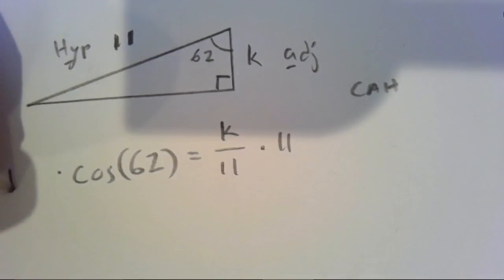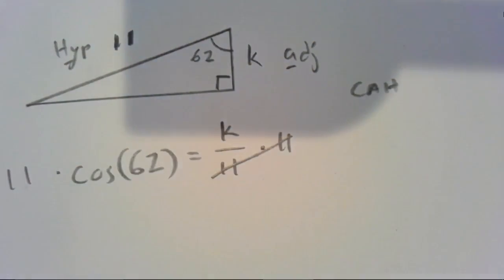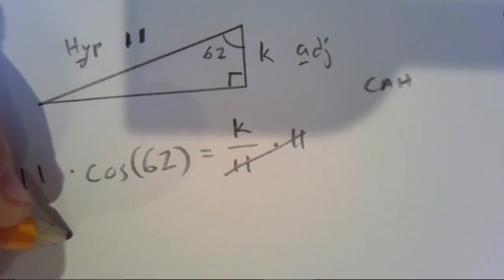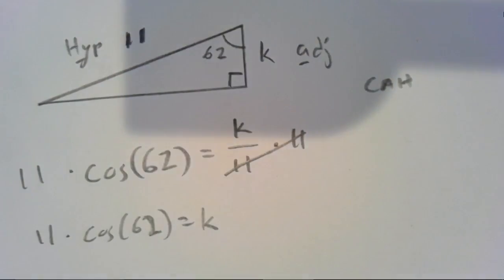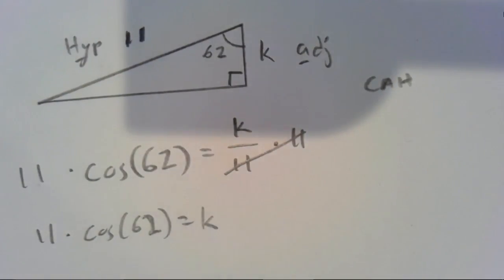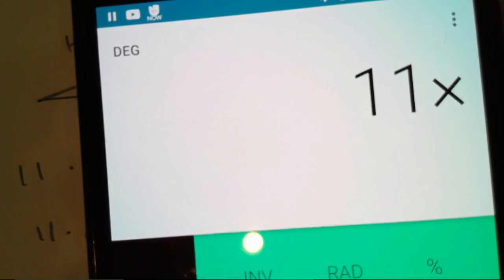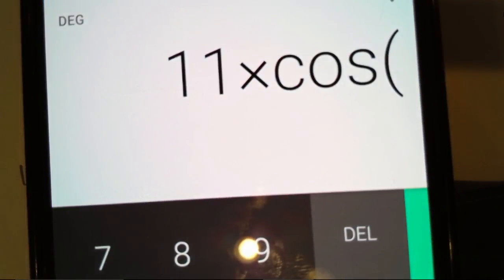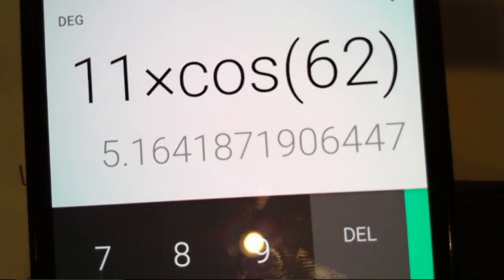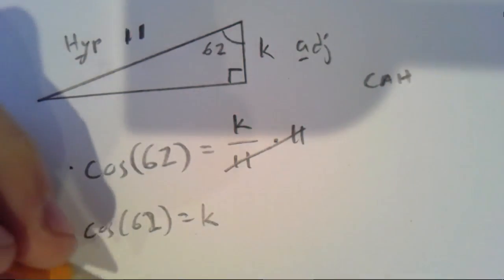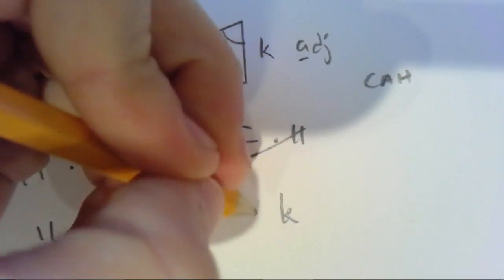This is a nice and easy one. Multiply both sides by 11. Those cancel out, so I'm left with 11 times cos of 62 equals K. Plug that into my calculator and I'll get my answer. 11 times cos of 62, and my answer is 5.16. So then I can say K equals 5.16.